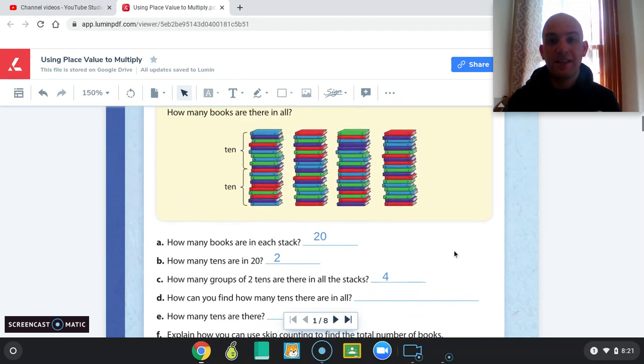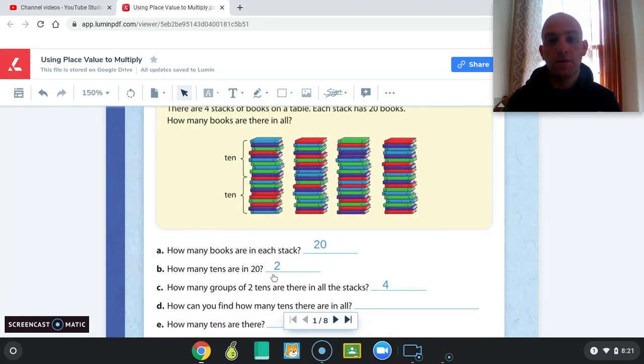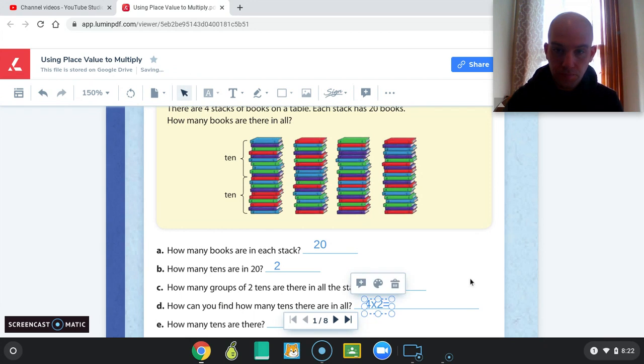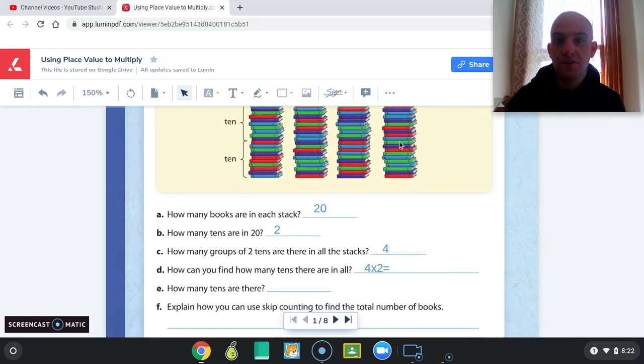So how can we find how many tens there are in all? Well, if we know that there's 2 tens in 20, and there's 4 groups of 2 tens in all of the stacks, then what we can do is we can multiply 4 times 2, and we'll find our answer. So we have 4 stacks times 2 groups of 10 in each stack. 4 groups of 2 is 8.